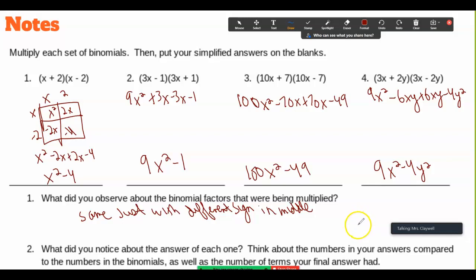So I'm going to take a second to think about what we noticed about the answers. I'm going to write it here, but it will go down below. It was always each term squared. So my 10x squared became 100x squared. My 7 became a 49. So it's each term squared with a negative between.